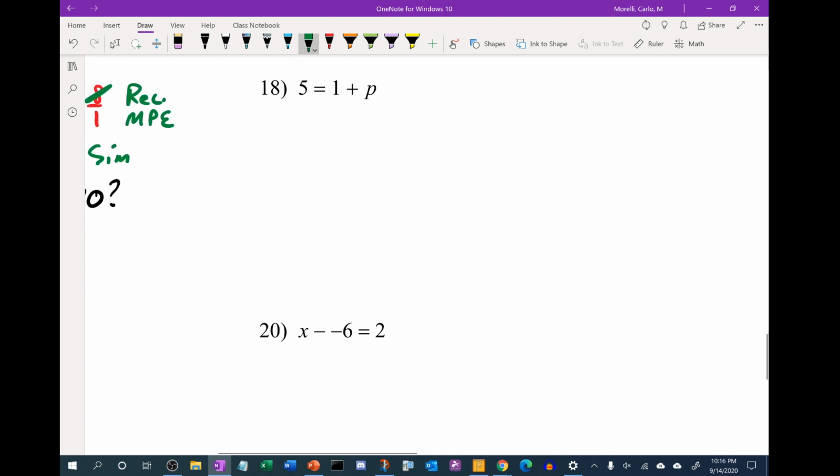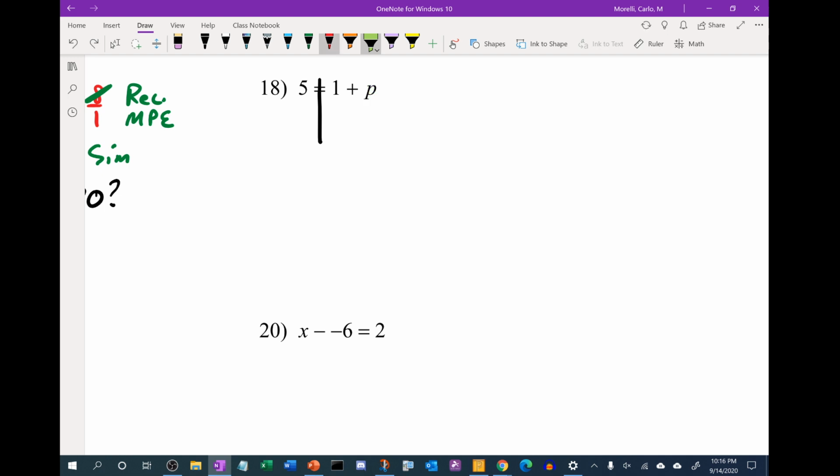Moving on. Number 18: 5 equals 1 plus p. For what value of p is the equation 5 equals 1 plus p true? Well, we have to isolate p by itself. Okay, I want p by itself.